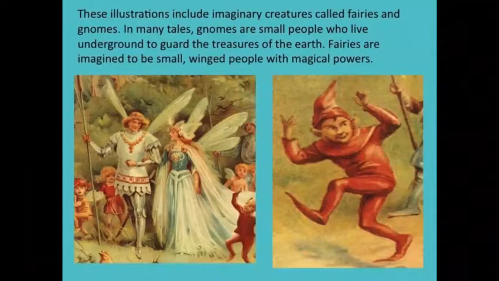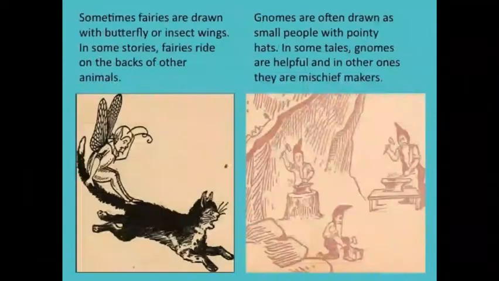In many tales, gnomes are small people who live underground to guard the treasures of the earth. Fairies are imagined to be small winged people with magical powers. Sometimes fairies are drawn with butterfly or insect wings. In some stories, fairies ride on the backs of other animals. Gnomes are often drawn as small people with pointy hats. In some tales, gnomes are helpful, and in other ones, they are mischief makers.